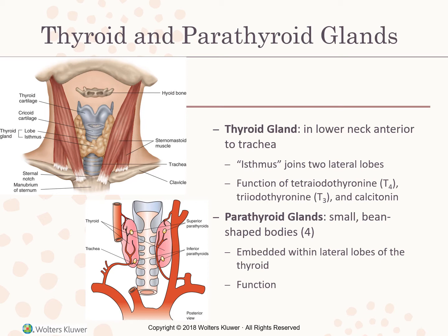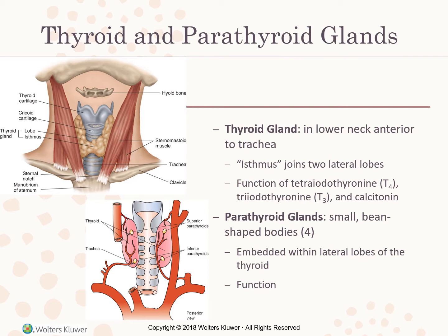So the parathyroid glands are small bean-shaped bodies, and they're surrounded by a capsule of connective tissue and embedded within the lateral lobes of the thyroid. Now, there are 4 parathyroid glands, or at least usually. Some people might have more than 4. The upper parathyroids are found posteriorly at the junction of the upper and middle thirds of the thyroid, and the lower parathyroids typically lie among the branches of the inferior thyroid artery.